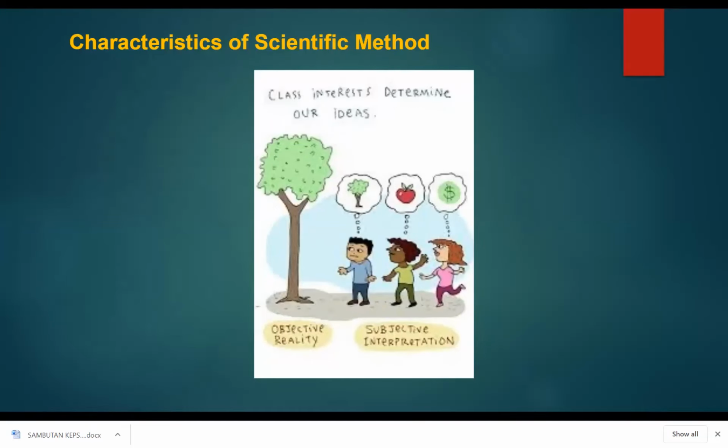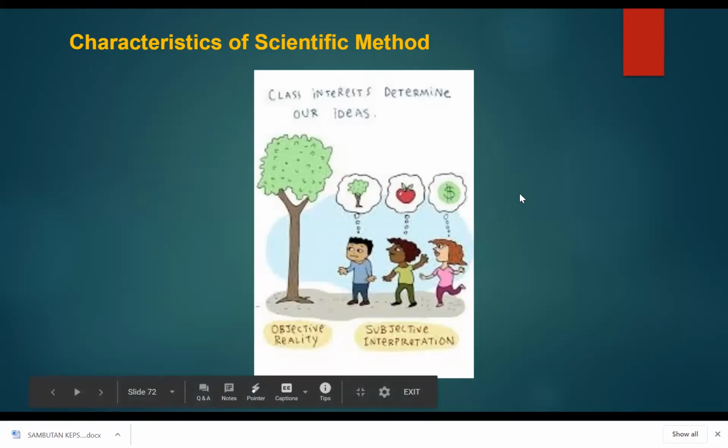The next one is you have to be objective. Now I have a picture here. There are 3 children playing in the park, and they saw a tree. Which child do you think is thinking objectively? The left child, the middle child, or the right? Left. Of course, the left child is thinking objectively.